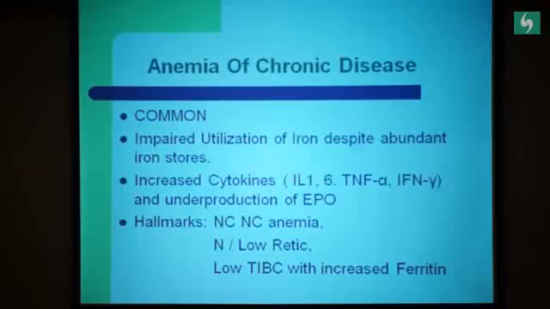Anemia of chronic disease is common. It is basically there because there is impaired utilization of iron despite abundant iron stores. So if we do the bone marrow, there will be enough iron. If we see the ferritin, there will be enough ferritin. But yet iron levels are low and they are not utilizing that iron.